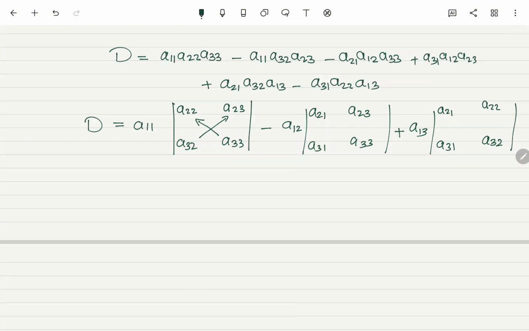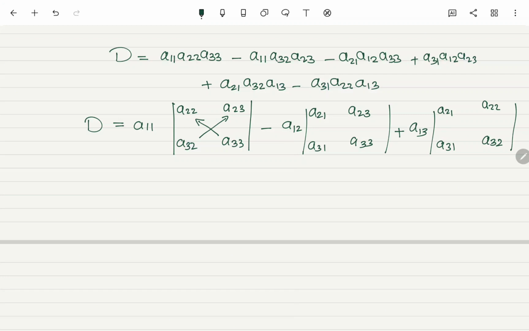As we can see here, a determinant of order 3 can be defined as a determinant of order 2, and in the same manner, a determinant of order 4 can be defined as a determinant of order 3, and as a generalization, a determinant of order n can be defined in terms of a determinant of order n minus 1. Therefore, let's write the general solution for a determinant of order n.